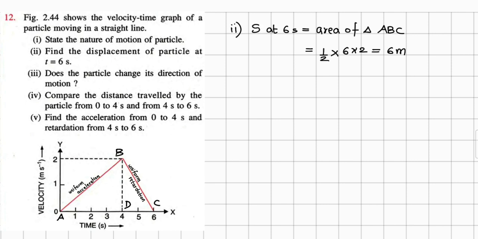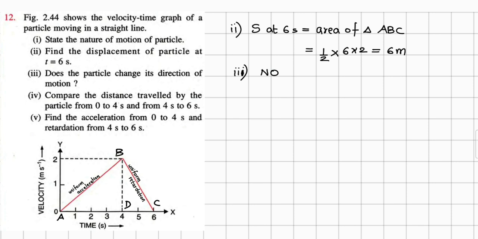That is half into base into height. Answer is 6 meters. Third question, does the particle change its direction of motion? No, it does not change the direction. Sir, how do you know that? If it would have changed, the graph would have gone in minus, like the one which we did, that is the 11th one. So hence the answer is no.